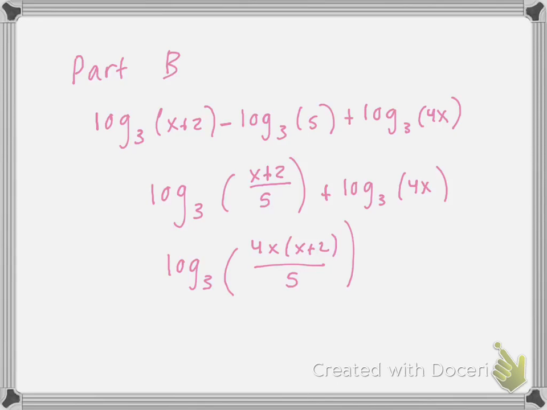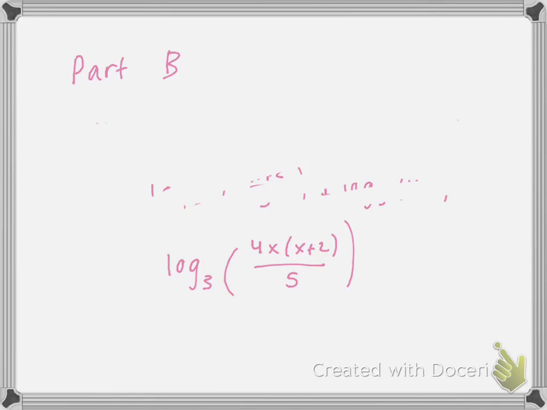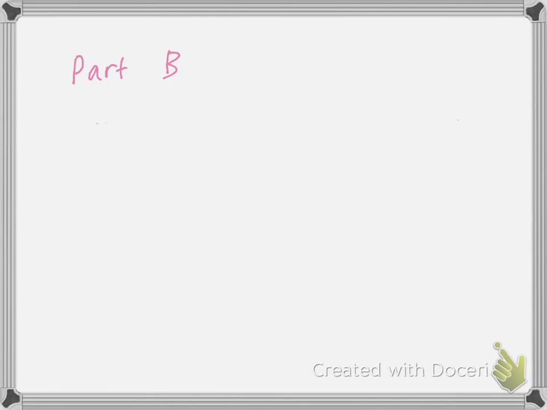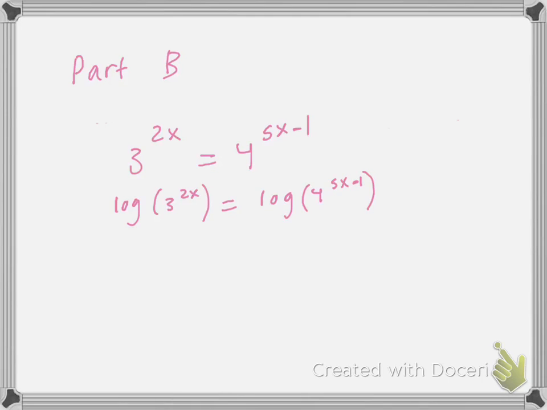Okay, moving on to our next example. This is more of an exponential equation, but we're still going to have to use logs to solve it. So the equation is 3 to the 2x equals 4 to the 5x minus 1. Now, if we apply logs to both sides, we get log of 3 to the 2x equals log of 4 to the 5x minus 1. And since we have these exponents, we can bring them out to the front. So 2x log of 3 is equal to 5x minus 1 times log of 4.